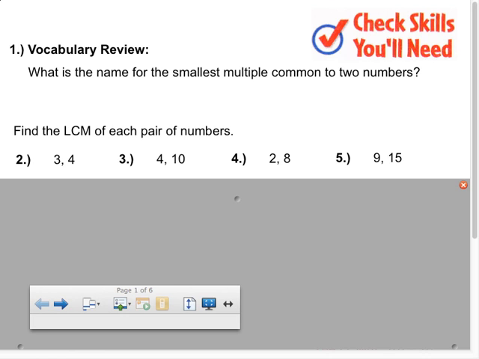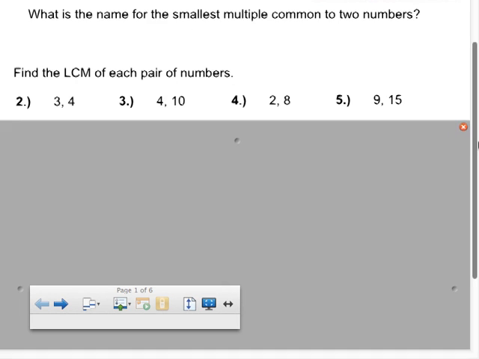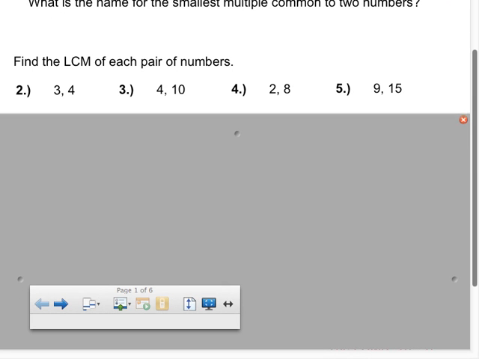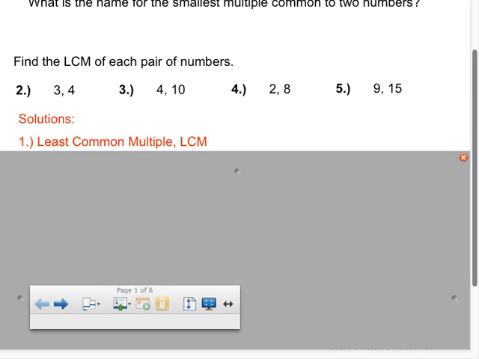Okay, can I get somebody to share with the class? What is the name for the smallest common multiple of two numbers? Kalila? Least common multiple. The least common multiple, very good. And can somebody tell me what is the least common multiple of 3 and 4? Is it Jason? Go ahead, Jason. 12, very good.